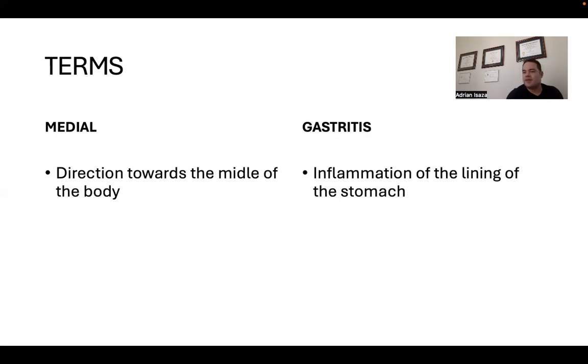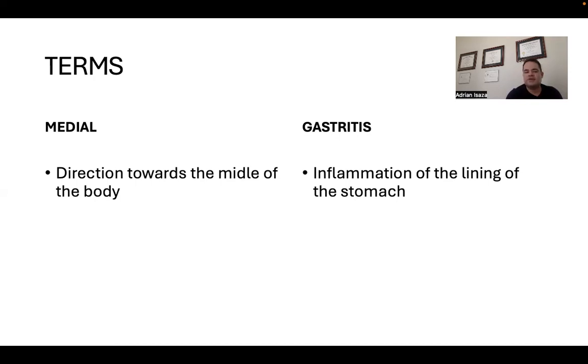So the imaginary mid-sagittal line, whatever is in close proximity to that, when comparing two structures, would be considered medial. Example, the nose would be medial to the ears, right? It's more on the midline. So that's what medial means.